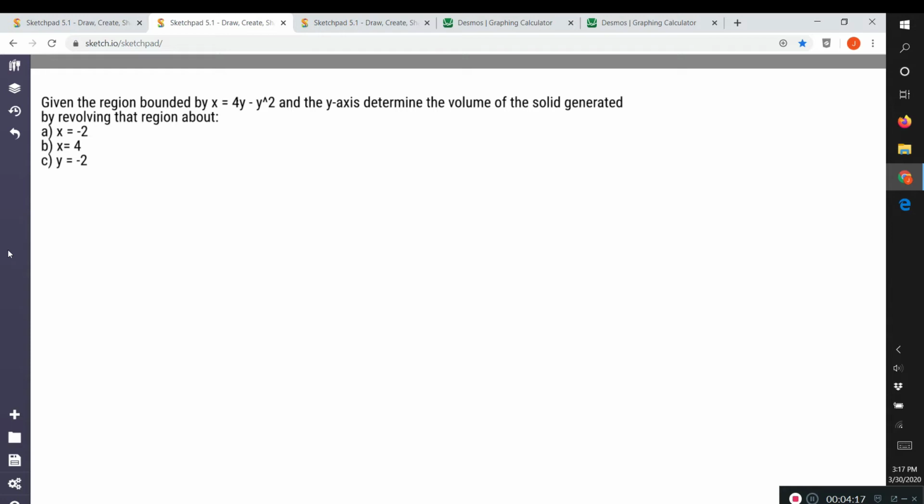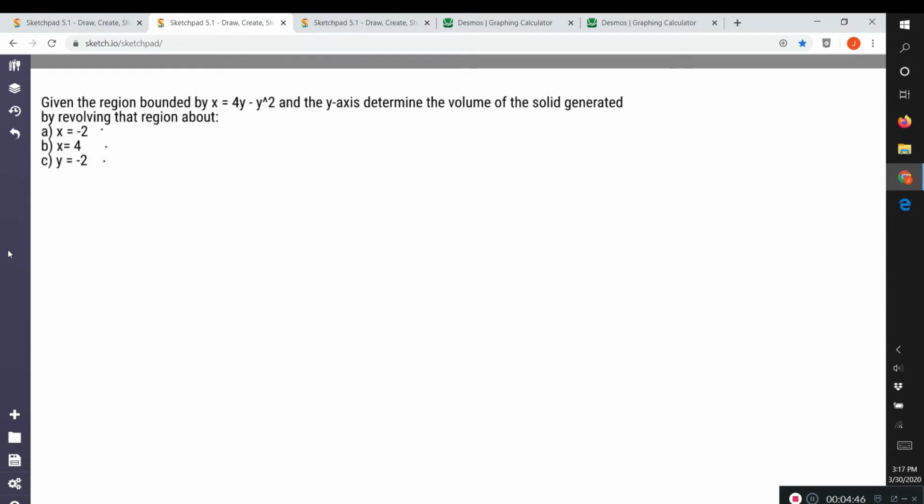So let's remember that, first of all, some of us are uncomfortable working with the x equals style equations. You can literally flip every variable in this problem and get an equivalent expression. So you could call this y equals 4x minus x squared, but then you would also need to flip your rotational lines to be y equals -2, y equals 4, and x equals -2, respectively.